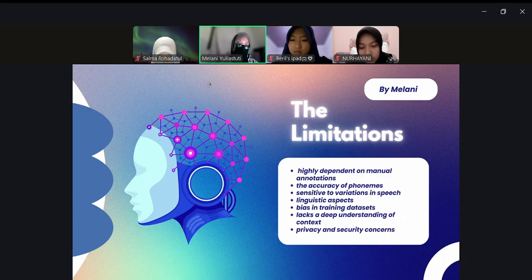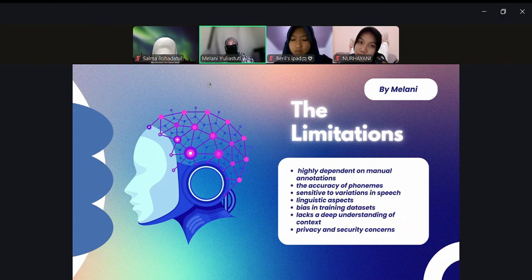And of course, the bias in training data is a serious issue, because if the speech data does not represent diverse language backgrounds, the system might perform poorly for these groups, especially in checking pronunciation. And the sixth, AI still lacks a deep understanding of context, because unlike human teachers, AI cannot always grasp the social, cultural, or even situational nuance behind language use. As a result, learners may miss out on the important pragmatic aspects of their communication.